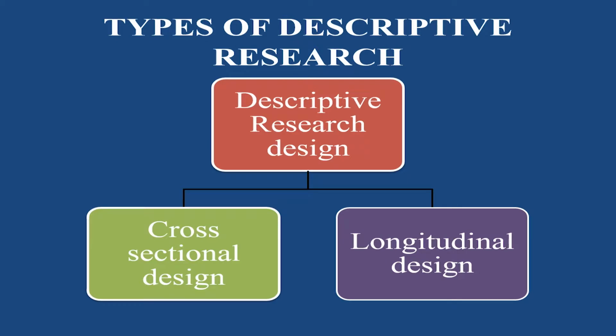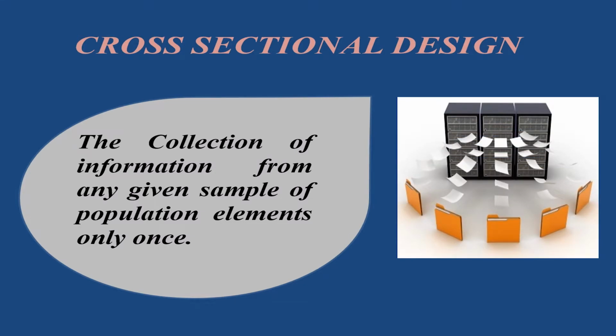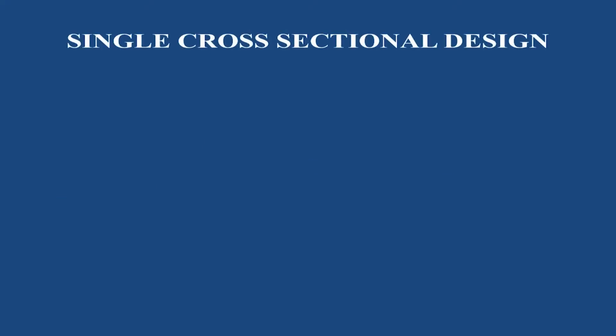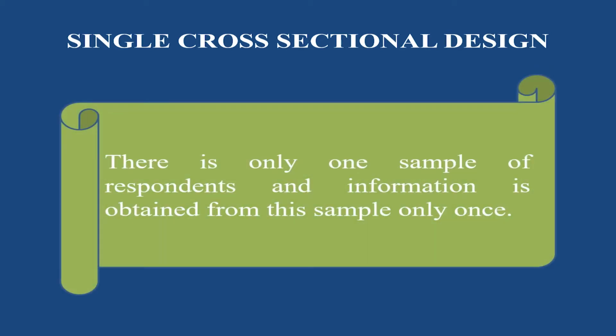Let's first start discussing the cross-sectional designs. These designs involve the collection of information from any given sample of population elements only once. The cross-sectional studies are often described as snapshots of the population. They may be single cross-sectional designs or multiple cross-sectional designs. Single cross-sectional designs are those designs in which there is only one sample of respondents and the information is obtained from this sample only once.